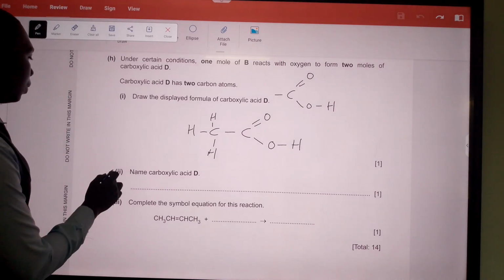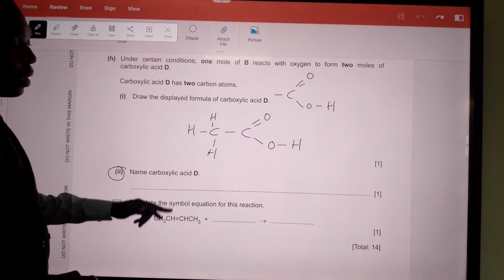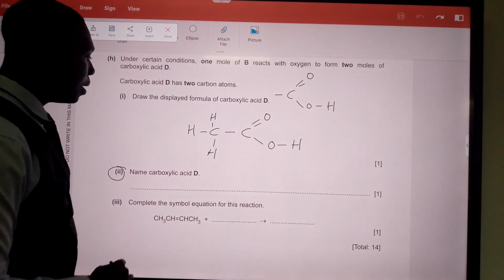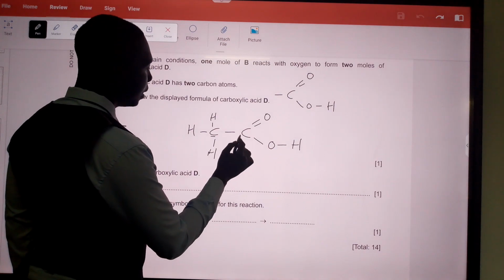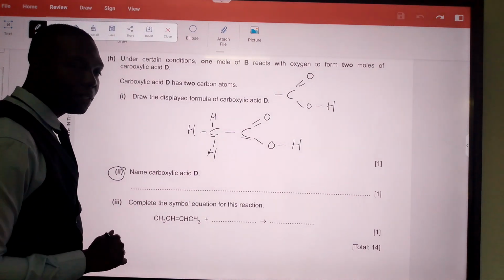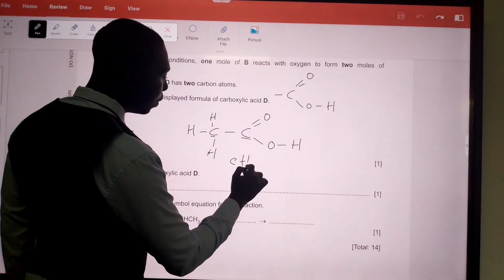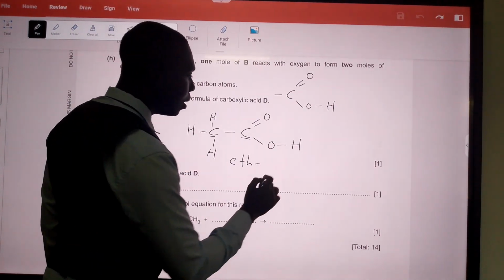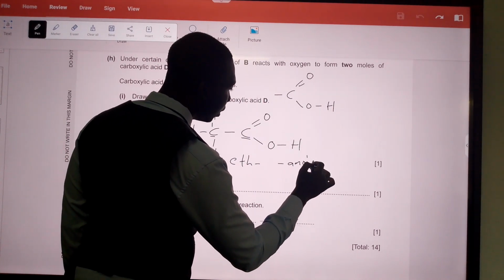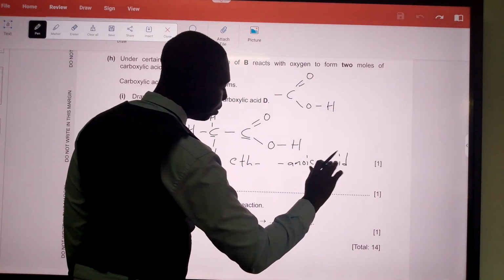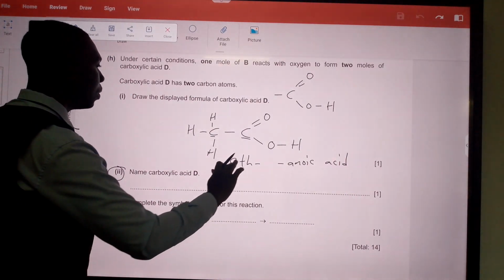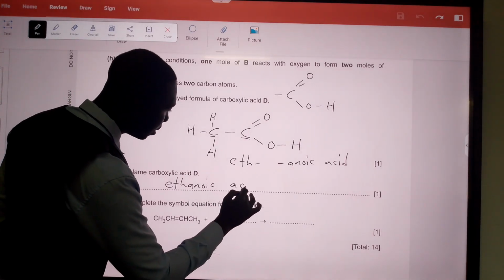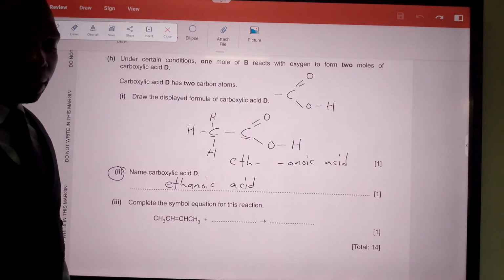Then item 2 says name the carboxylic acid D. The carboxylic acid D has 2 carbon atoms, so the name must indicate that it has 2 carbon atoms in the first part. The prefix for a compound with 2 carbon atoms is eth, and since it is a carboxylic acid, the name should end in anoic acid. So all in all, it becomes ethanoic acid. So the name is ethanoic acid.